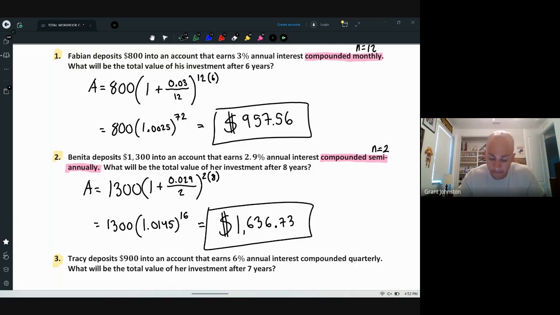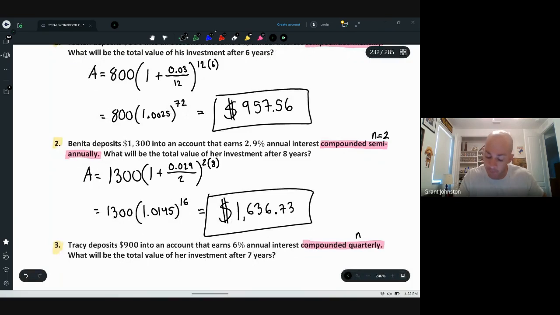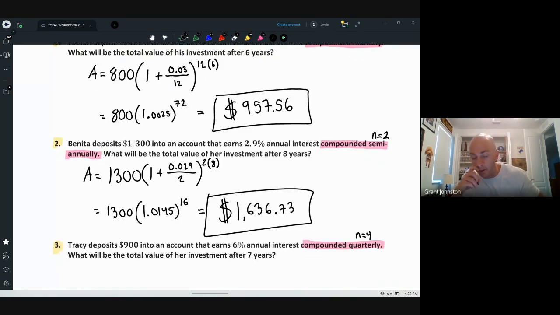All right. I'm going to do one more of these. I'm going to do number 3. So this one is compounded quarterly. Quarterly means 4 times a year. So n is going to be 4, just to keep that in the back of our mind. So 4 times a year for 7 years, 6%. So we're going to take that 6% and we're going to divide it by 4 because we're doing that 6% over 4 times over the year. And then we're going to do it for 7 years.